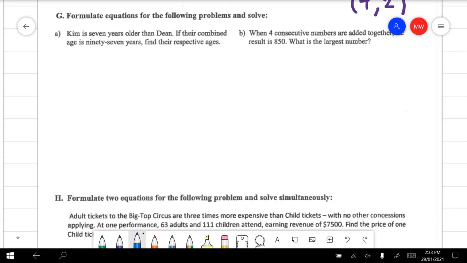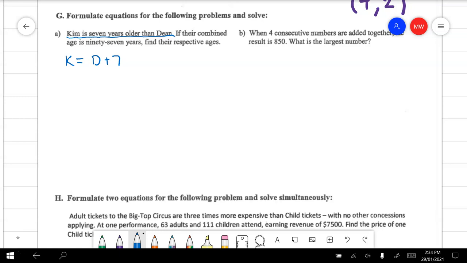So we need to write a couple of equations. Let's start with the first sentence. It says Kim is 7 years older than Dean. Okay, so we'll use their first letter, K for Kim, D for Dean. Keep it nice and simple. And it says here that Kim is Dean's age plus another 7 years. Okay, in other words, Kim is 7 years older than Dean.